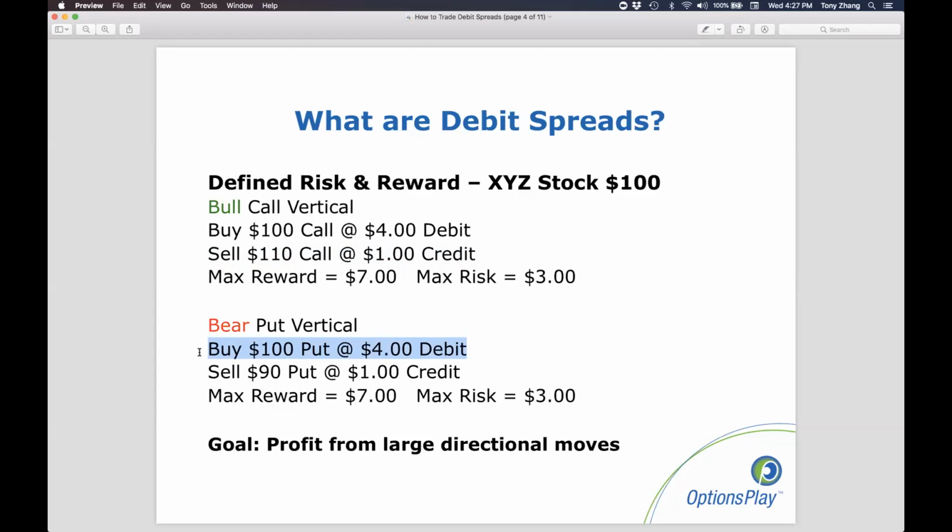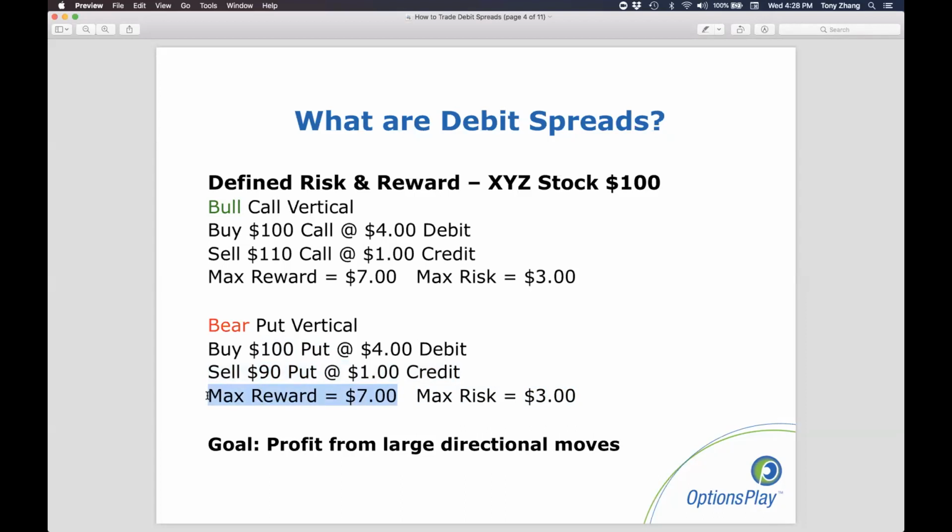However, chances are it's not going to go down to 0, especially between now and expiration. So what can we do? We can sell a $90 put against it. Let's say we receive a $1 credit in exchange for that. So now, instead of risking $4 on buying a put, we're now only going to risk $3 on buying a put vertical. And same thing here, because we've sold that $90 put, instead of having unlimited reward to the downside, we're going to have limited reward of $7. So the distance between the two strikes, the $100 put and the $90 put, is $10 minus the $3 that we've paid for the spread, gives us the remaining $7, which is our max reward.